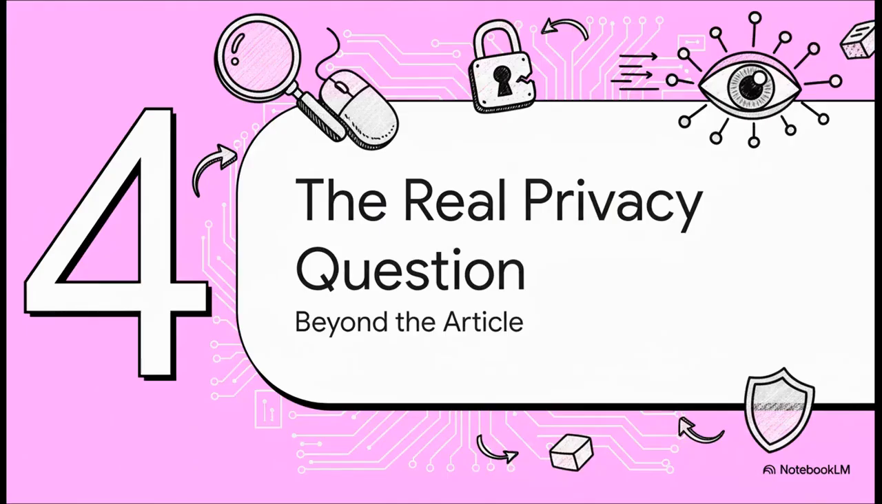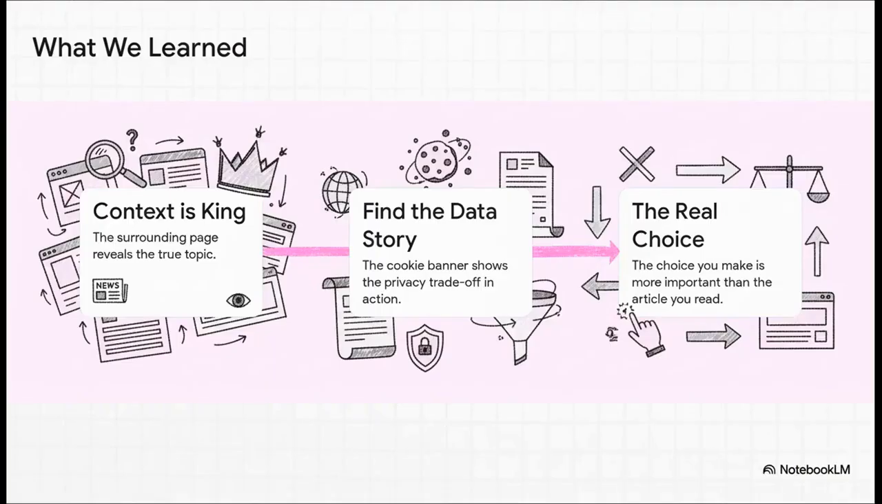So, after all this detective work, what did we actually figure out? Well, we never got to read the article, but maybe we uncovered something even more important. The real privacy question that's happening all the time. So here's what we learned. First, context is everything. We didn't need the article because the rest of the page told us the story. Second, every website has a data story. It's usually not in the big headlines, but in the small print like a cookie banner. And finally, and this is the big one, the most important privacy questions aren't theoretical. They're the choices a website is asking you to make right now.